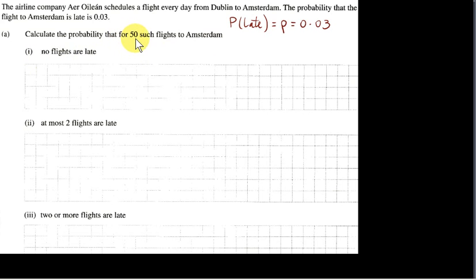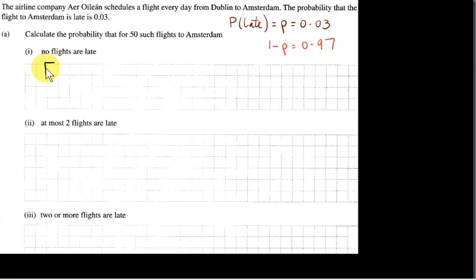Well, we're dealing with 50 Bernoulli trials, where a Bernoulli trial is a flight to Amsterdam. There are two events in each Bernoulli trial. The events, the plane is late and the plane is not late, have probabilities 0.03 and 1 minus 0.03 respectively. So 1 minus 0.03 is 0.97.